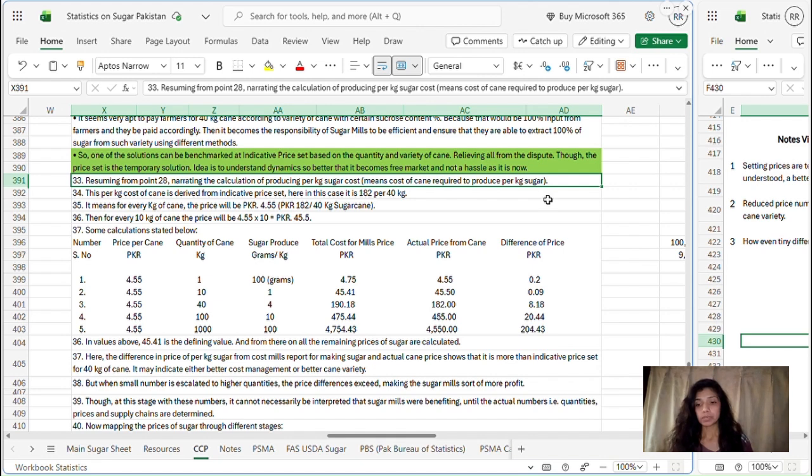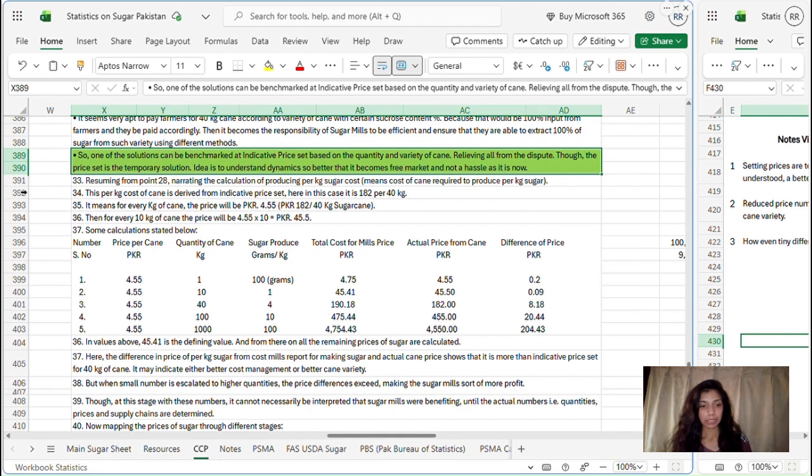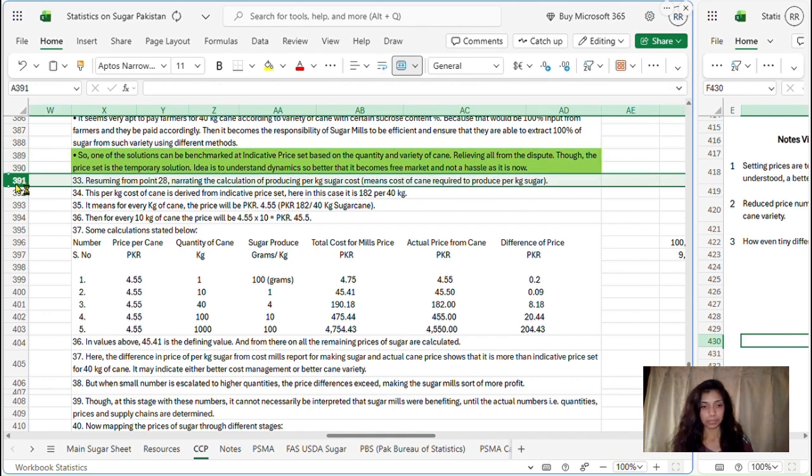It means how many cane stacks would be required to produce 1 kg of sugar, as simple as that. And that we have resumed discussing all this. Now this would be together. That was separate from here, it finished. Let's just add a line here.